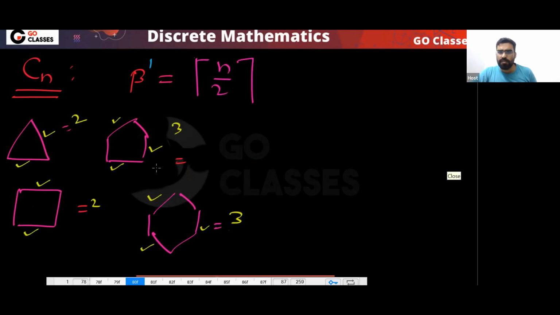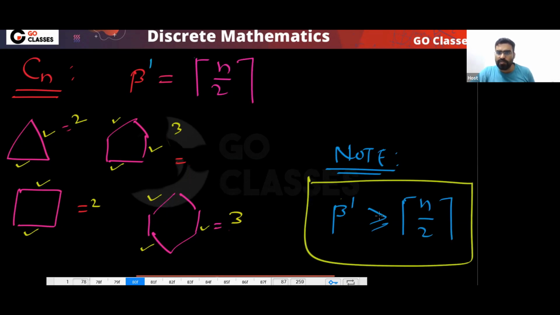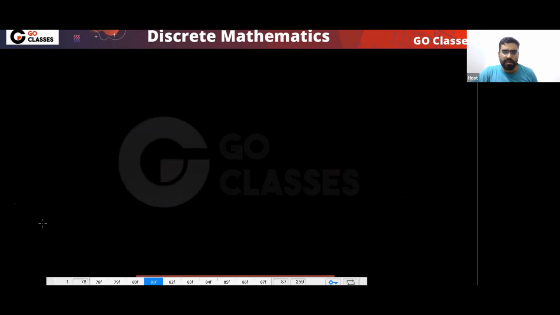Yes or no? Because remember, we already know that beta dash is always greater than or equal to n by 2 ceil. And for Cn, this will be equal. Only this is enough. Yes or no? For Cn.